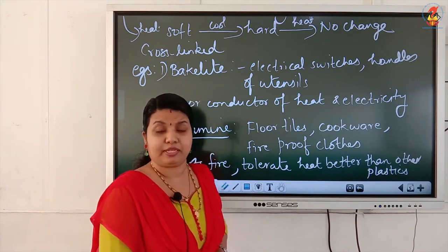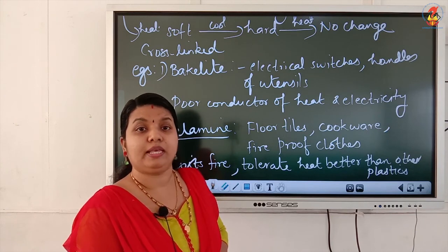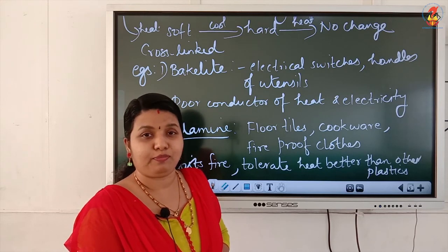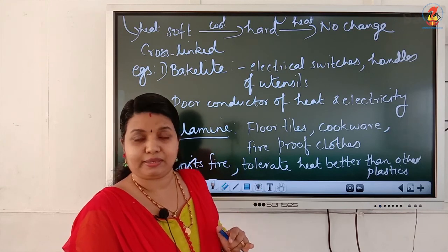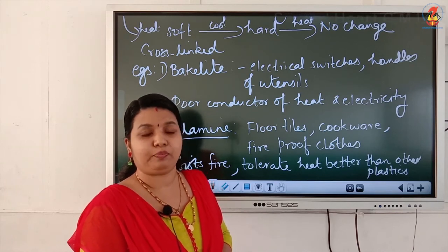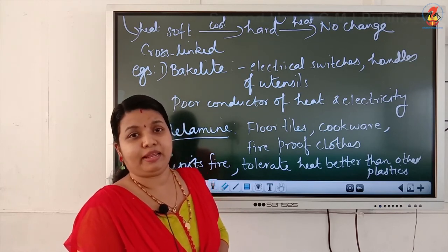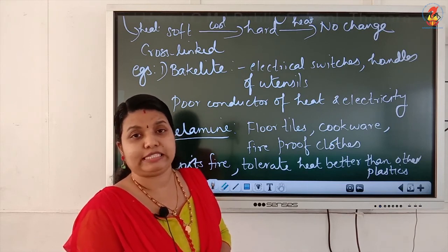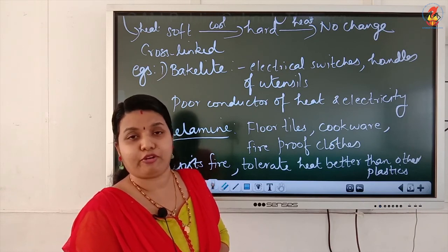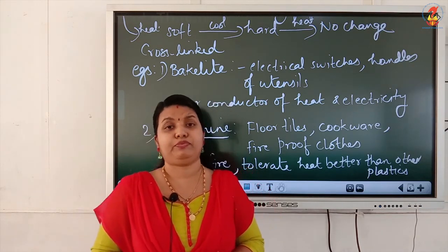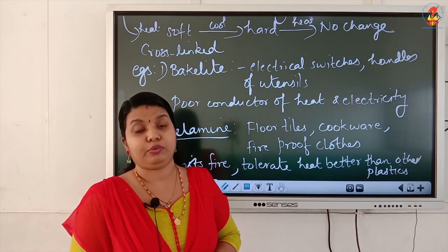So what are thermosetting plastics? Plastics which when molded once cannot be softened on heating are known as thermosetting plastics. Here the arrangement of monomer units is cross-linked. Examples are Bakelite and melamine. Bakelite is the plastic which is used for making electrical switches and handles of many utensils. It is a poor conductor of heat and electricity. Melamine, another thermosetting plastic, resists fire and tolerates heat better than other plastics. It is used for making floor tiles, cookware, kitchenware and also to make fireproof clothes like uniforms of firemen.